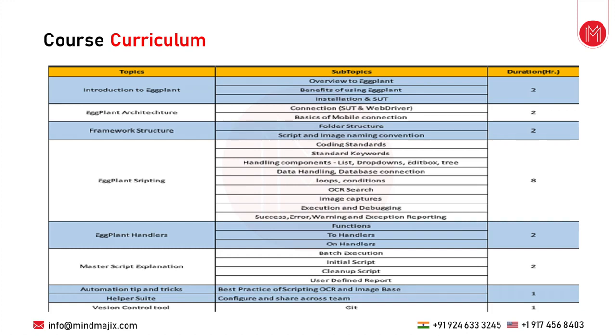Now the helper suite. Eggplant gives the privilege to use it. Here we'll be adding all the handler functions in the helper suite. We keep it so that it's common for everyone. All the team members can use it, they can update their handlers, and we can also use their handlers as well. That's the reason for using the helper suite.